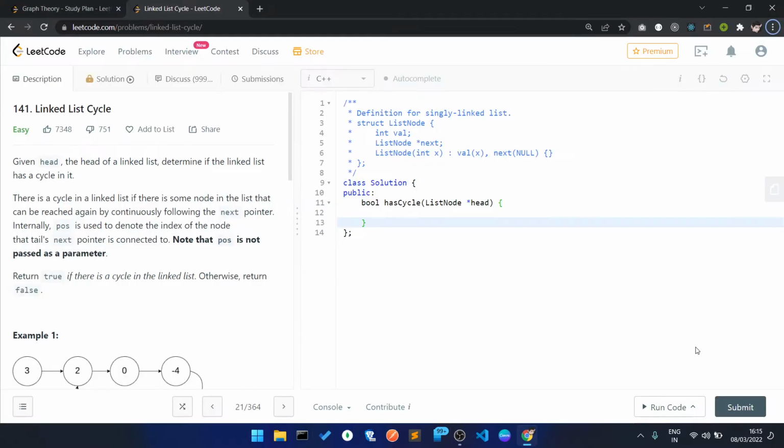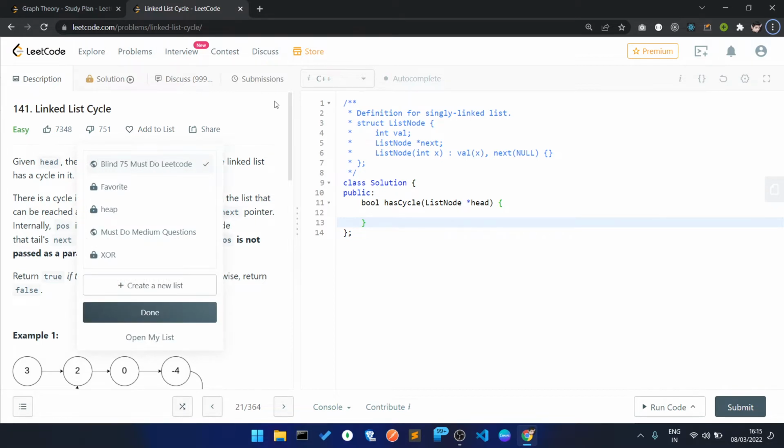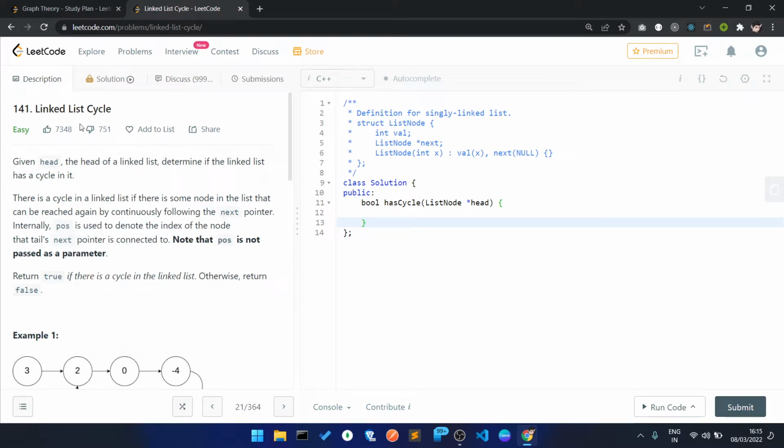Let's see today's challenge and try to solve it. Today's challenge is Linked List Cycle, and it falls into the category of easy, and it's highly liked. So it's a must-do question if you're preparing for your interview. So let's deep dive into the question.